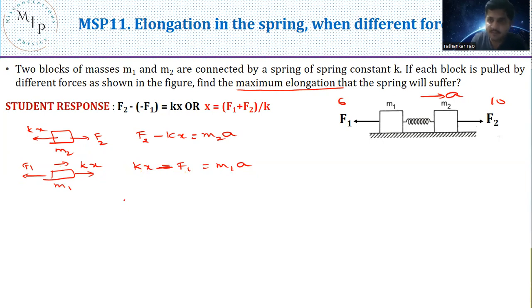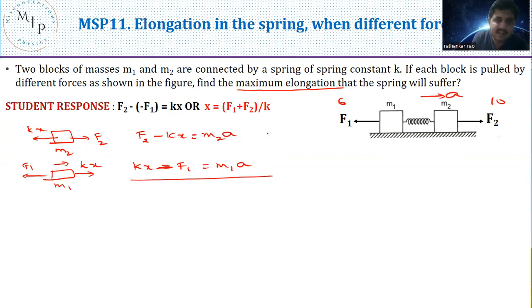Now what do I need? I need the value of X here. And in between, you see, you have two equations. F1 and F2 are known. X is what needs to be determined. K is known. But this A is a culprit here. I somehow need to eliminate that. So, simple concept, simultaneous equations.